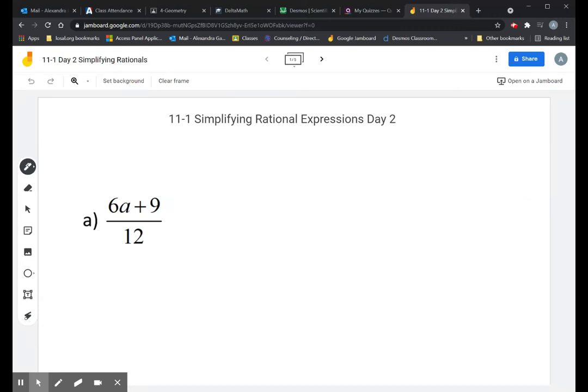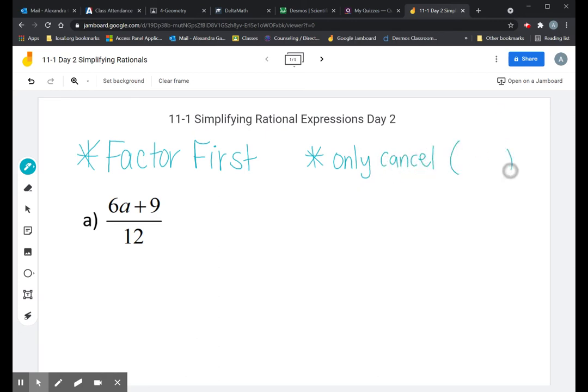Okay, so now we're going to look at simplifying rational expressions that aren't just monomial over monomial. So we are going to have to make sure that in our first step, we factor first. So we'll look to factor first, and then we can only cancel either the exact same parentheses, or terms right outside the parentheses. So we're going to look at our first example with that.